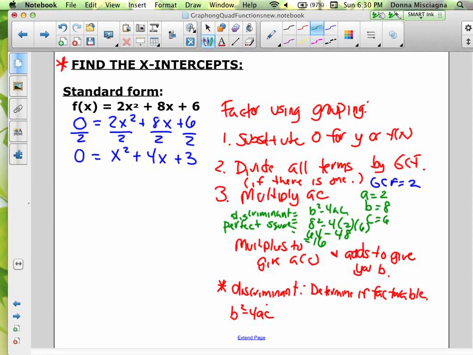And it's a positive perfect square, which means we have 2 real, and I'll put rat for rational solutions. They're 2 real and rational. All right, so that means that we can factor.